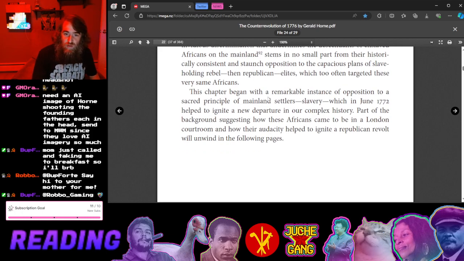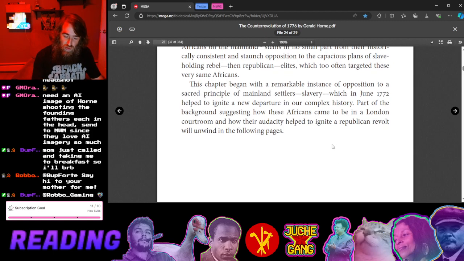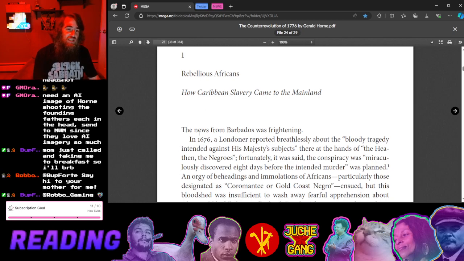This chapter began with a remarkable instance of opposition to a sacred principle of mainland settlers, slavery, which in June 1772 helped to ignite a new departure in our complex history. Part of the background suggesting how these Africans came to be in a London courtroom and how their audacity helped to ignite a Republican revolt will unwind in the following pages. So join me on Tuesday when we start Chapter 1, Rebellious Africans: How Caribbean Slavery Came to the Mainland.